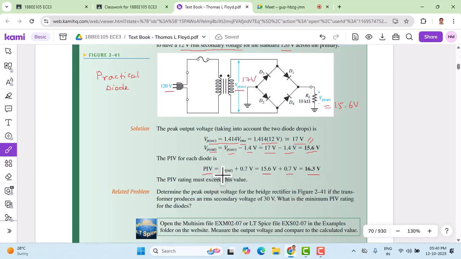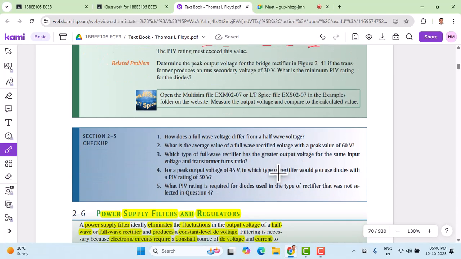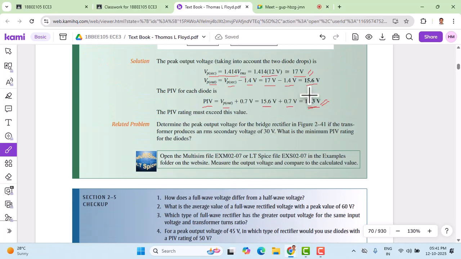So this shows that each diode has to withstand 16.3 volts as the negative voltage across it, so that the diode doesn't burn out. So the PIV rating must exceed this value. Whenever we choose a diode, the rating of that diode must exceed this. We should not stick exactly to this 16.3 volt value. That is what the PIV rating is. 20% extra of this value seems to be good while choosing the diode.